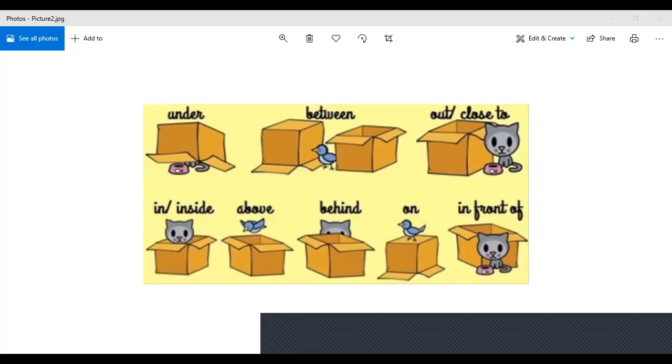Then we have between. The word between is used when the thing is placed in the center of two objects. Let's say this sparrow is sitting between two boxes, right? On one side of it, there is a box. On the other side, there is a box, and the sparrow is sitting in the center or in between that, right? So the word between tells us about the position of something which has something on both sides of it.